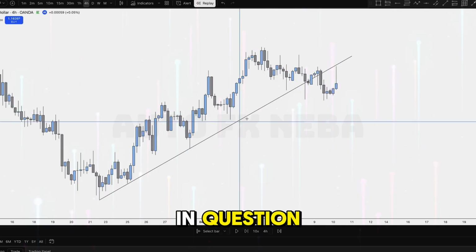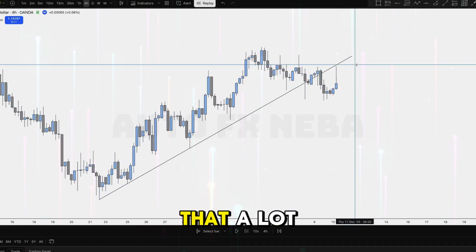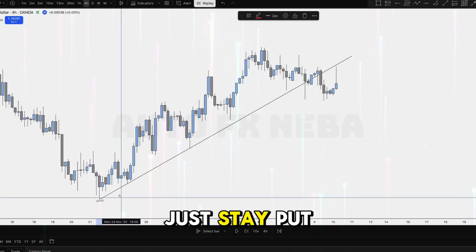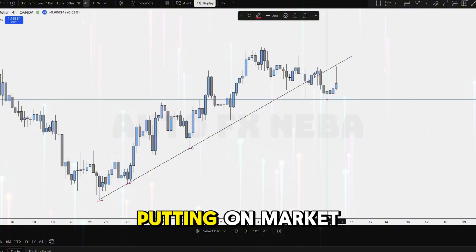So the tool in question, the approach in question, is of course going to be a trend line, which is a very simple tool that a lot of people use. The idea with the trend line is, and look, if you already understand this, please just stay put. It's only going to take a couple of minutes to get through this, and you will also understand the emphasis I'm putting on market structure itself.